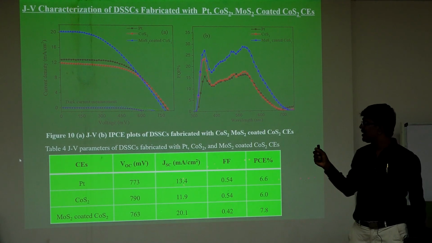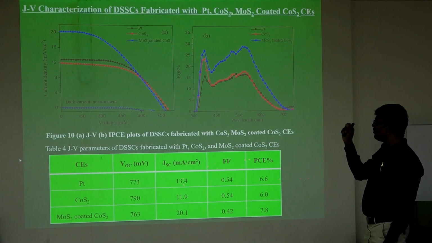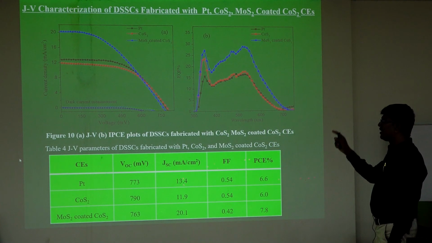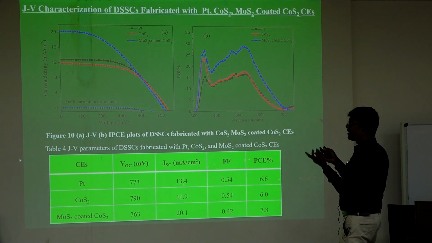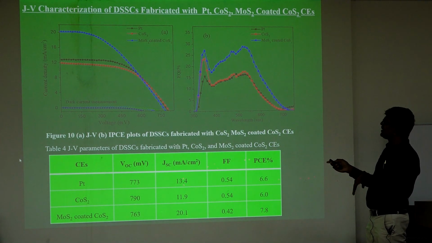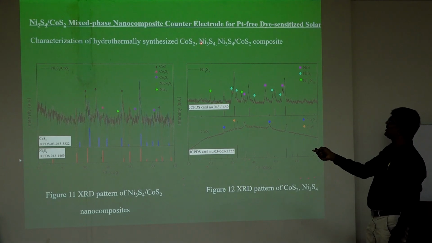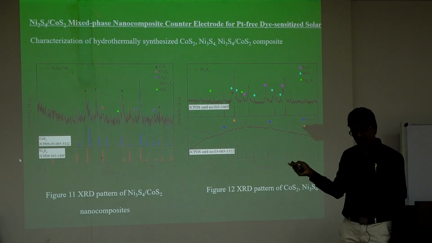So molybdenum or cobalt, which is better? We want to prove whether molybdenum is better or cobalt is better. To compare, we remove the molybdenum and put cobalt and nickel instead. The nickel has good conductivity compared to molybdenum.